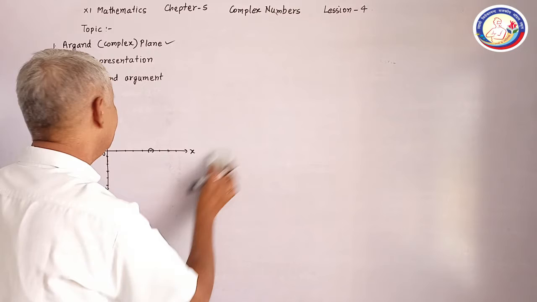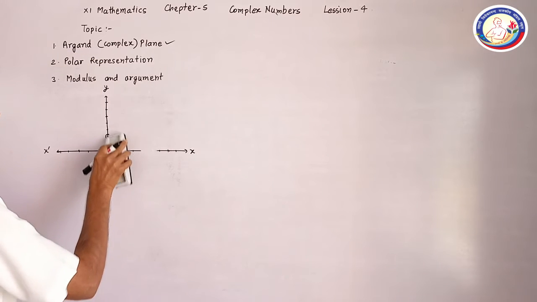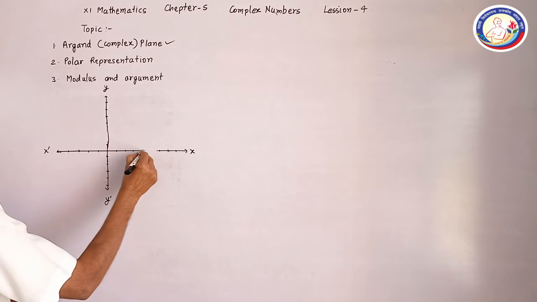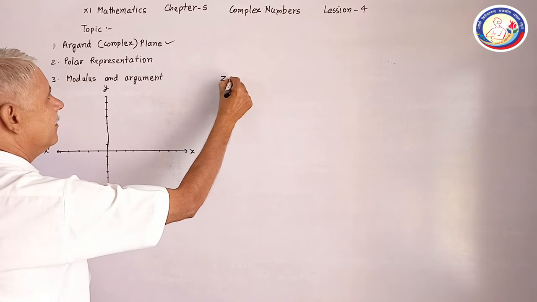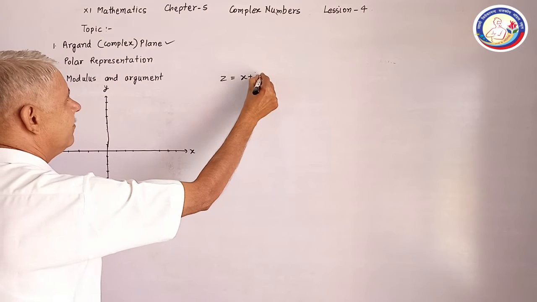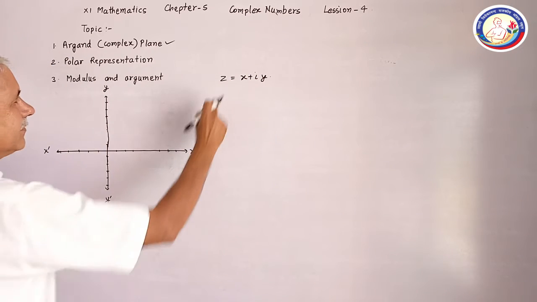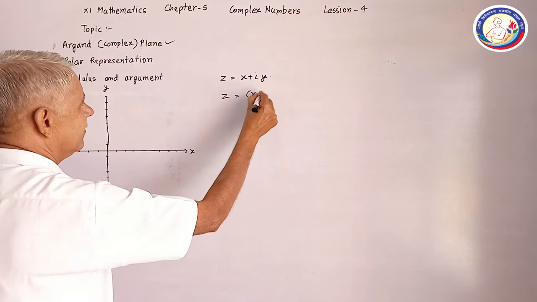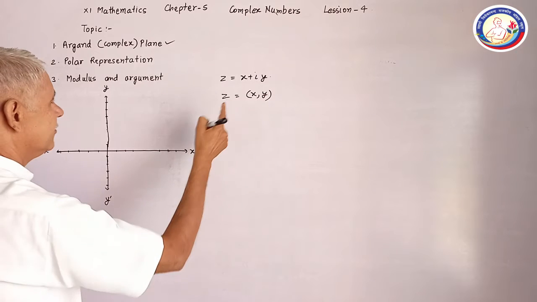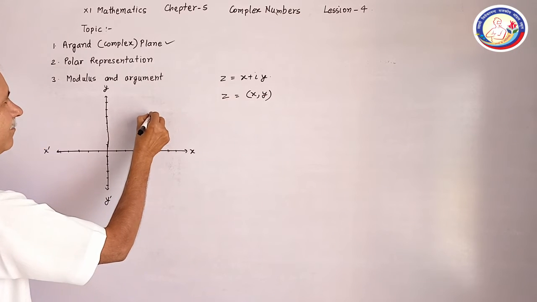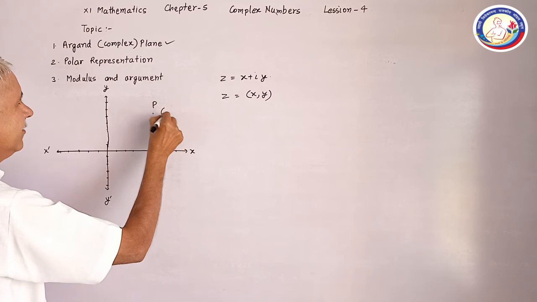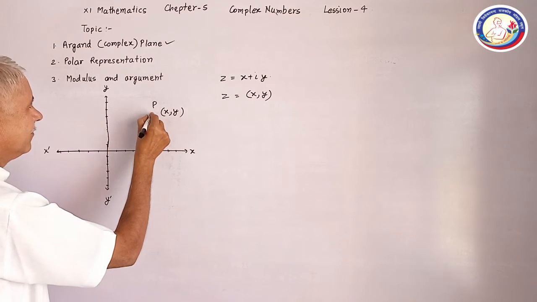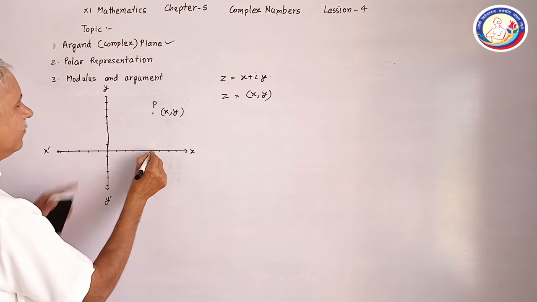If we represent any complex number z equal to x plus iota y by xy, and the position of this is P here, the point P, say xy, then this will be x, the value of y, and this will be the value of x here.